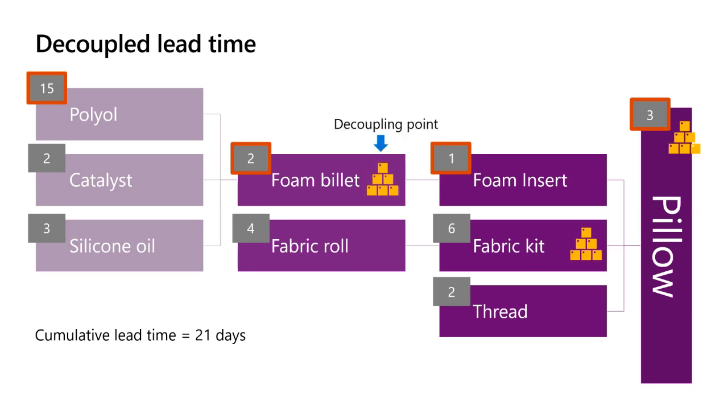But if we apply the decoupling points that we showed in our previous example, we can see that our lead time for the pillow would change from 21 days to 5 days. The 3 days to produce the pillow and 2 days to source the thread, since we will already have our fabric kit on hand and it only takes 1 day to produce the foam insert. This 5-day lead time is what we referred to as a decoupled lead time.